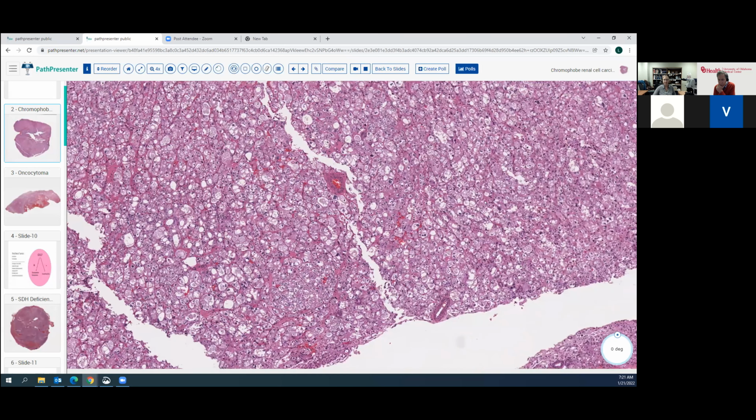So this is an example of a succinate dehydrogenase deficient RCC. These tumors are associated with rare germline mutations in SDH subunits A, B, C, and D. Subunit B is the most commonly deficient subunit. So we've developed an antibody to the SDH-B, so I've used that a couple of times.